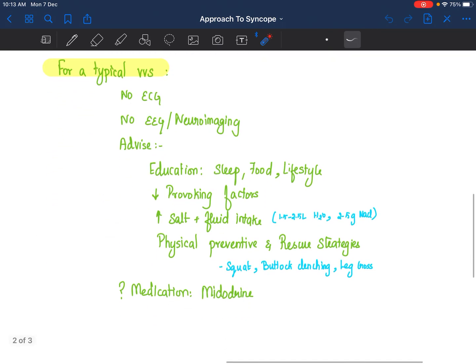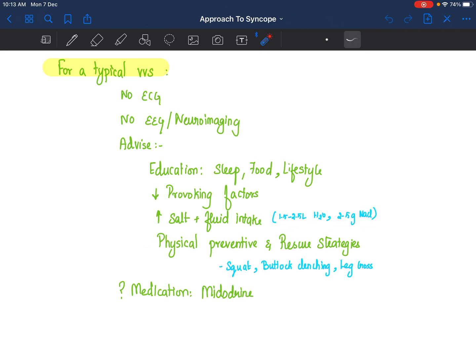So for a typical vasovagal syncope, what are you going to advise? You are going to advise the patient on education, good and adequate sleep, proper food habits, lifestyle modifications if necessary, and decreasing the provoking factors. Increase salt and fluid intake: up to 1.5 to 2.5 liters of water per day and 2 to 5 grams of salt per day.